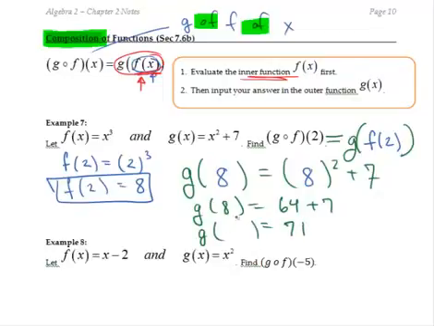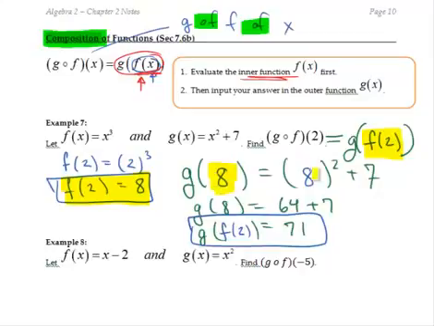g of 8, that's true. When you put 8 in, that's what you got. Where did that 8 come from? That 8 came from f of 2. So it's g of f of 2 is equivalent to 71. So we did this inside part first, this whole thing. We found an answer to that, and that's what got plugged in as the input for our g function here. So g of f of 2 is 71.